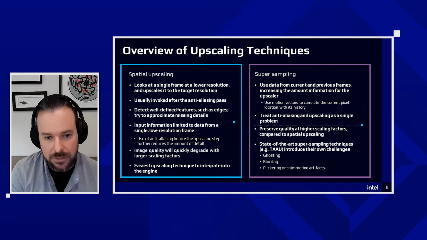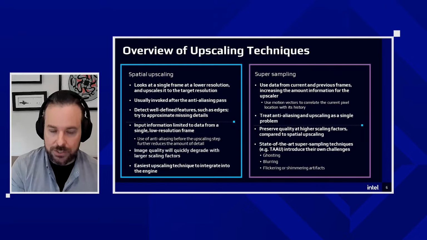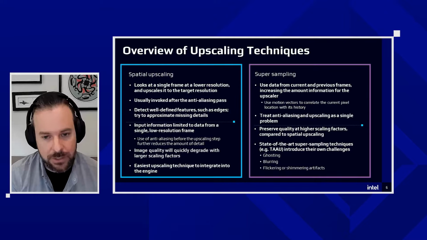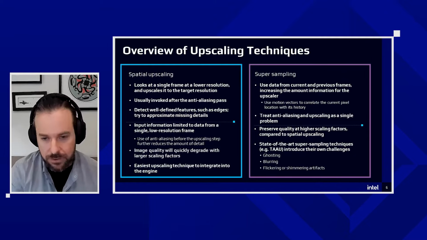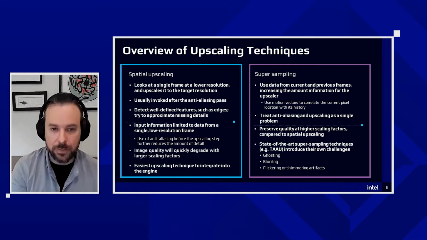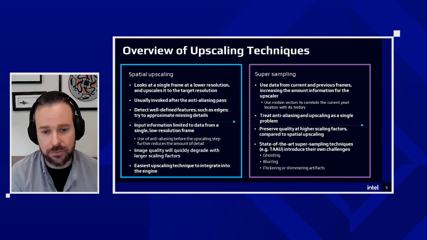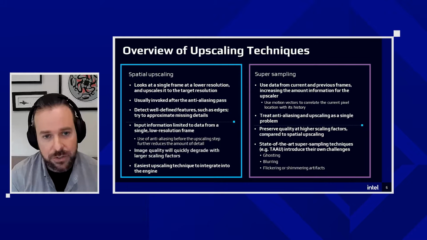This family of techniques relies on just a single frame rendered at low resolution, and it basically upscales the image just from this one frame. It's usually invoked after the anti-aliasing pass. And the principle here is that it detects the well-defined features of the frame, such as edges, and tries to approximate the missing details from those features.